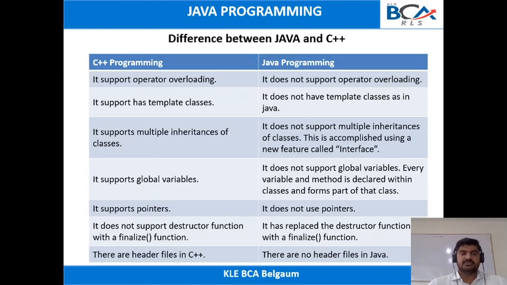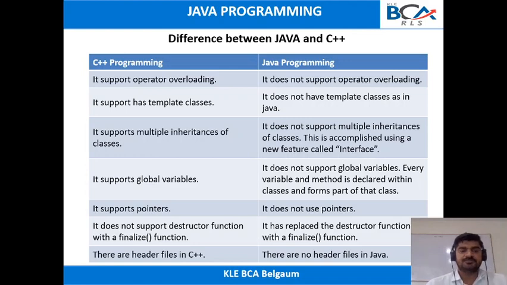The next difference is C++ programming has support for template classes. In Java, you don't have template classes. Template classes are classes based on which we create a generic class. That is not supported in the Java program. So this is the second difference.